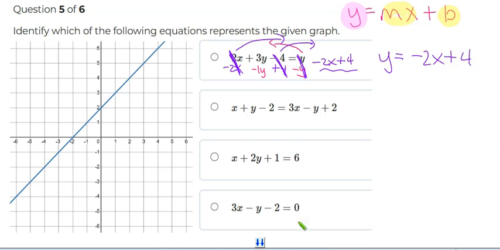Great. So to check if this is the correct answer, all we need to do is start by checking that y-intercept. This equation would cross the y-axis at 4. That is not where this is supposed to cross. It's supposed to cross at 2. So we can see that this is not the correct answer choice, and we can move on to the next one. We'll do that same process for this one.